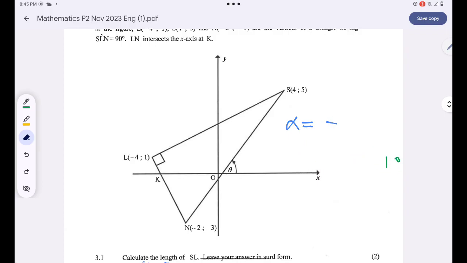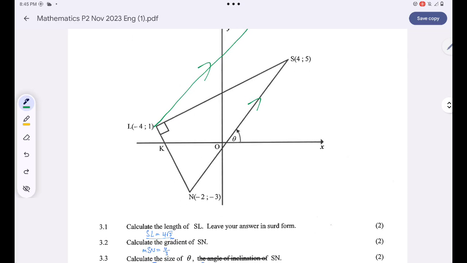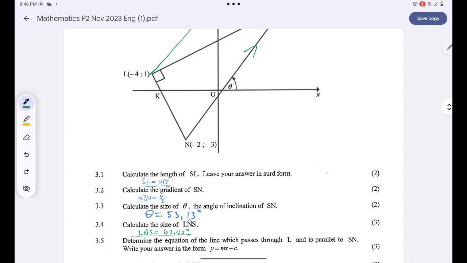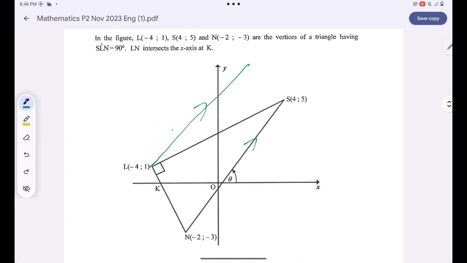Okay, they want us to find the equation of a line that passes through L and is parallel to SN. So that line will be like this, right? It will be parallel to this line. We did calculate the gradient of line SN. We found it to be 4 over 3, which simply means that the gradient here is also 4 over 3. Why am I saying that? Because parallel lines always have the same gradient.